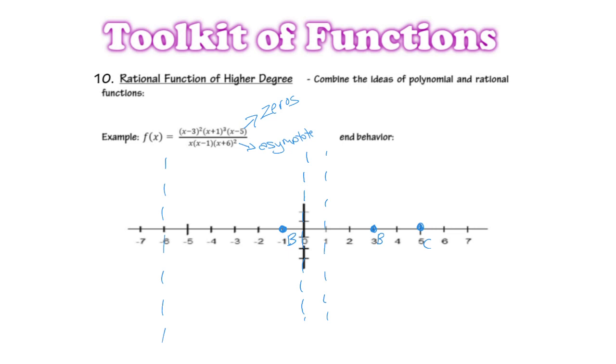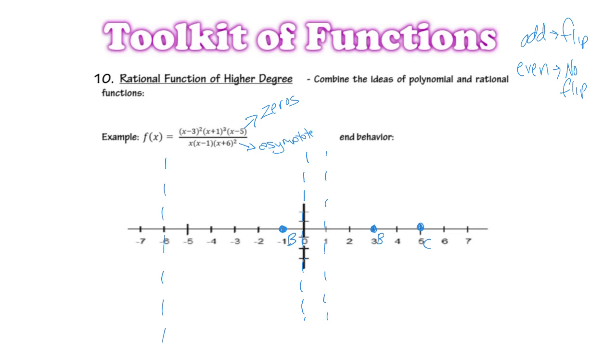Now, how you react when you approach an asymptote is dependent on that power right there. If the power is odd, it'll do something. If the power is even, it'll do something else. Odd powers are going to be flips. Even powers are going to be no flips. I'll show you what that means when we graph it.